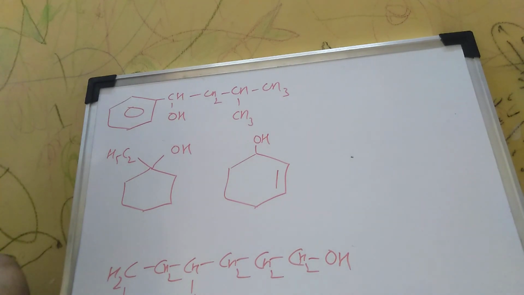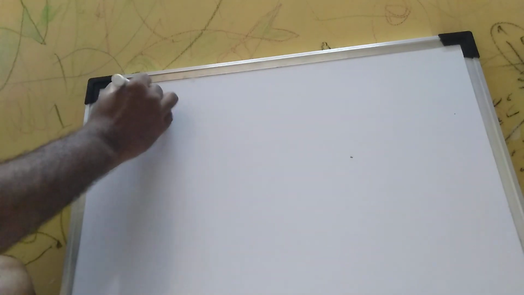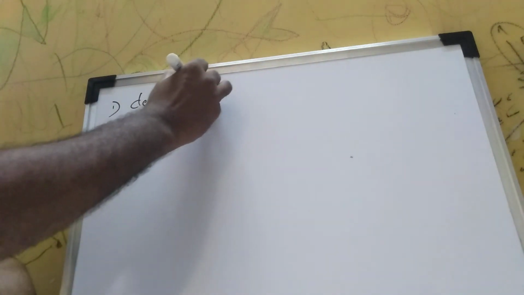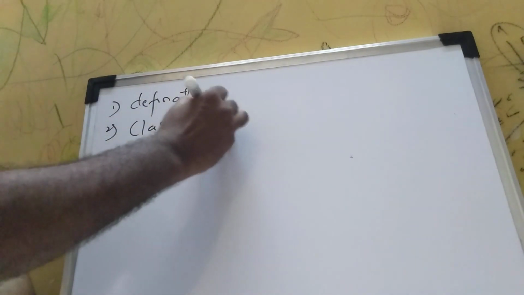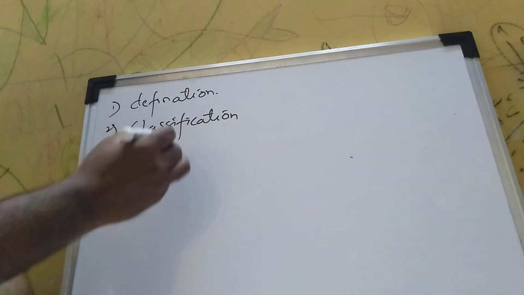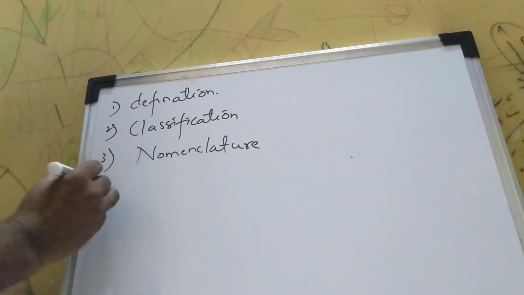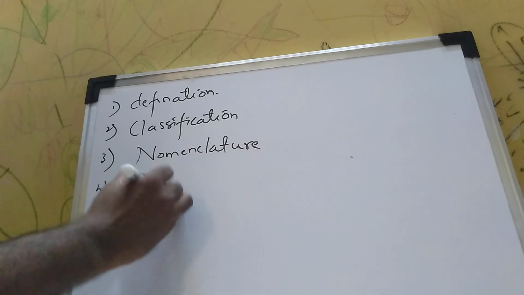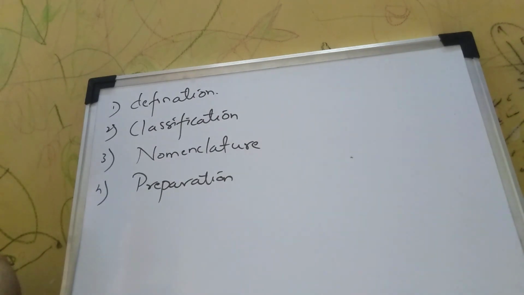Now we go for the next important part, which is preparations of alcohols. So first we have finished with definition. Second includes the classification. Third goes the nomenclature, and now fourth includes the preparation of alcohols.